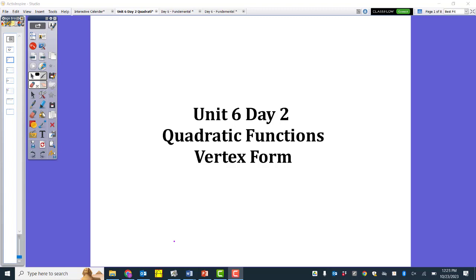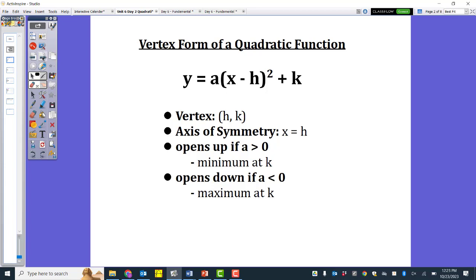Lesson, quadratic functions in vertex form. Alright, so this is a lot of information here. I want you to pause the video and write it all down. And when you open it back up, we'll talk about this.